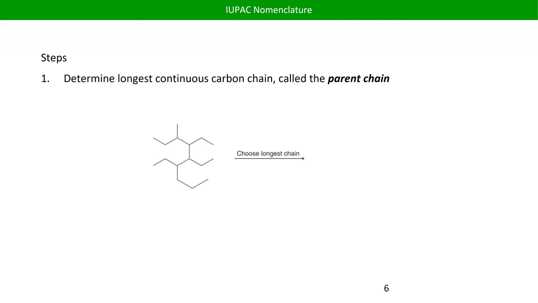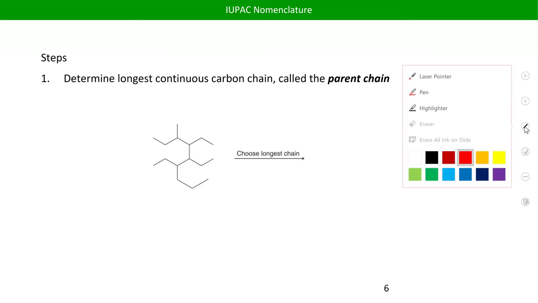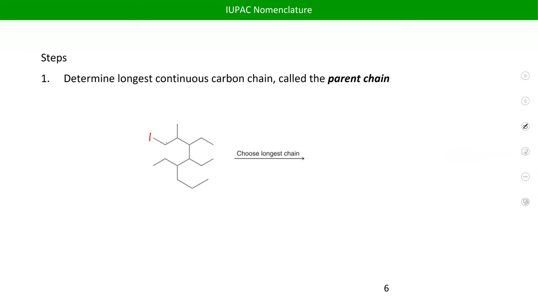And so our longest continuous carbon chain just means you start at one end and you keep counting until you get to another end. Whatever the longest possible chain you can make by doing that, that's going to be your parent molecule. So in this case, if we just counted left to right, we could see 1, 2, 3, 4, 5, 6.